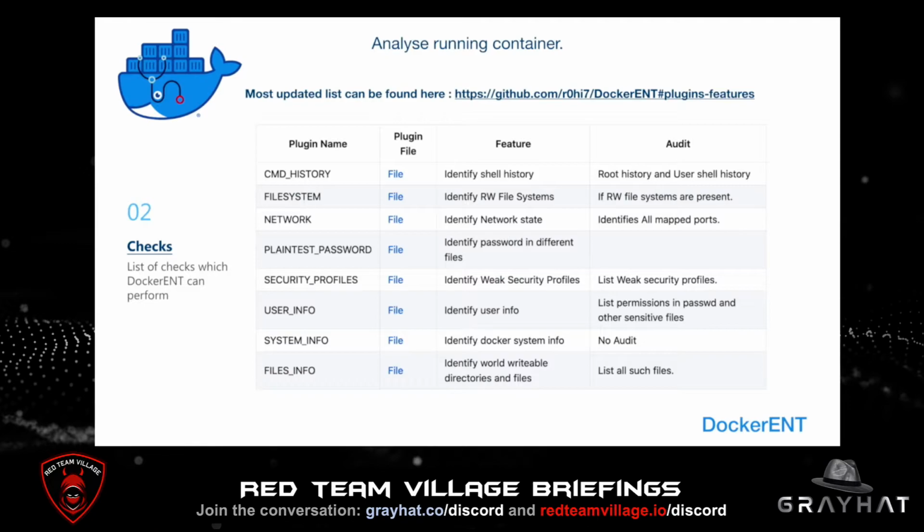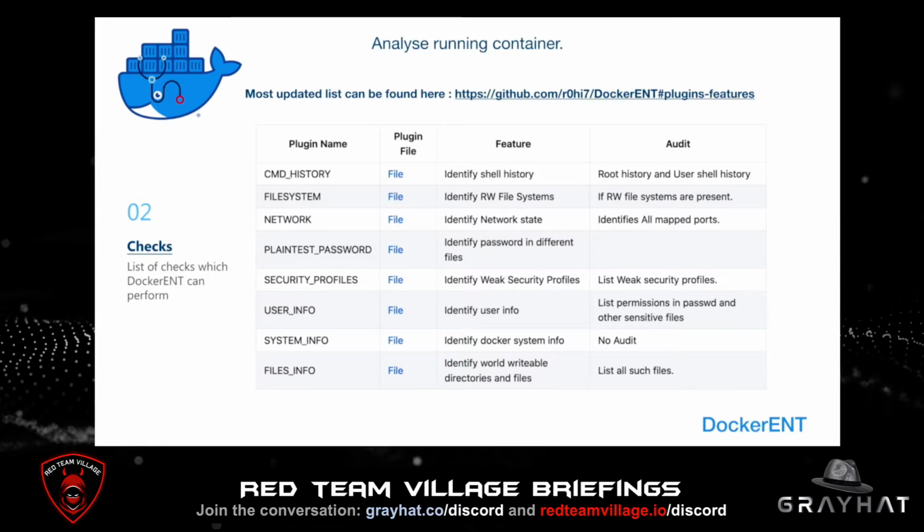Network can help you identify the list of open ports or mapped ports, and what protocol is used to expose those ports. Plain text password can help you identify the list of plain text passwords in configuration files, in certificate files, in properties files, in YAML files, and all sort of configuration files you can think of. Security profile can help you identify the weak security rules that are there, like SELinux policies, AppArmor.